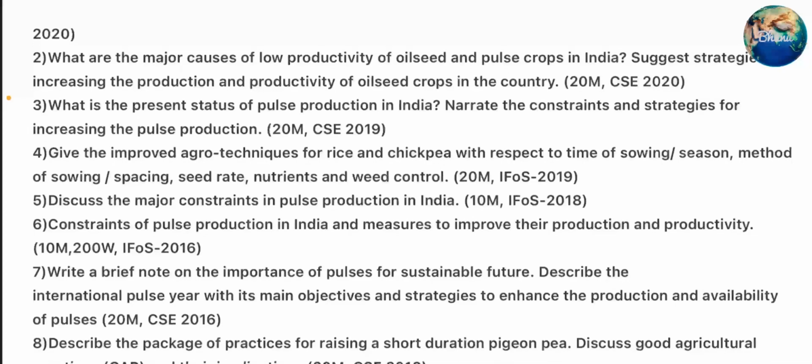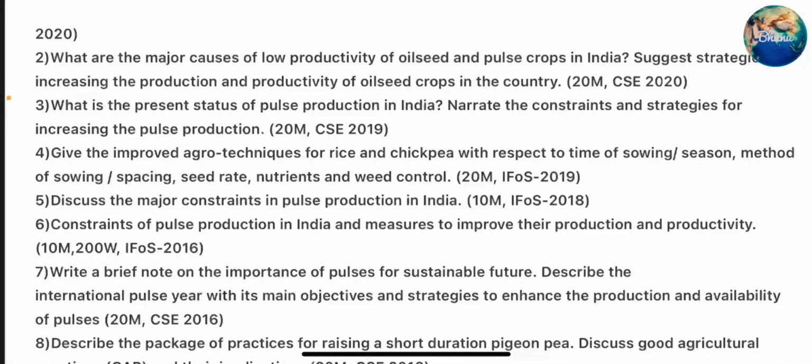Question 2. What are the major causes of low productivity of oilseed and pulse crops in India? Suggest strategies for increasing production and productivity of oilseed crops in the country. Question 3. What is the present status of pulse production in India? Narrate the constraints and strategies for increasing the pulse production.